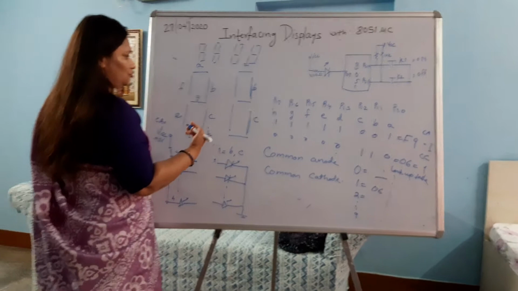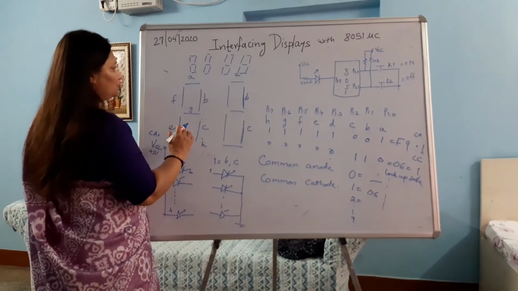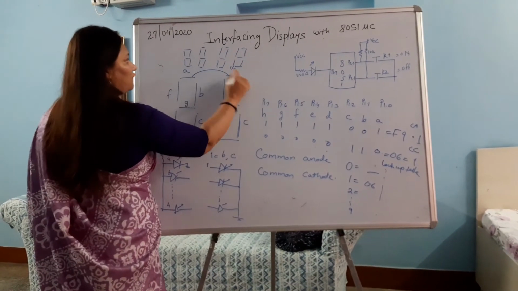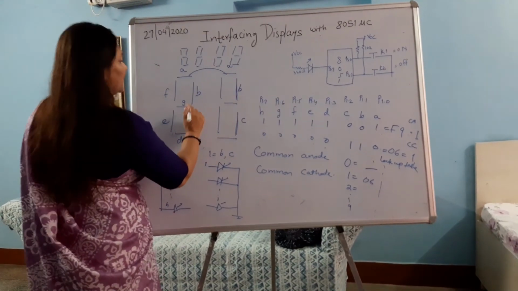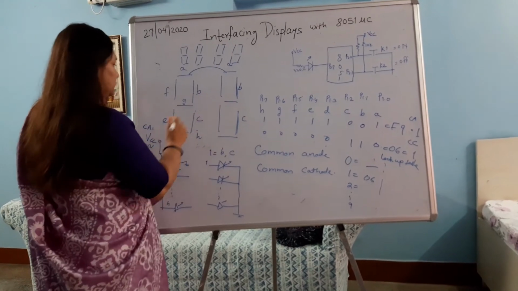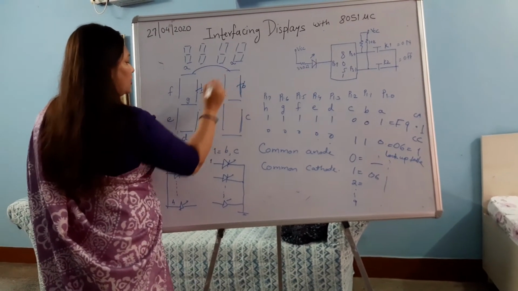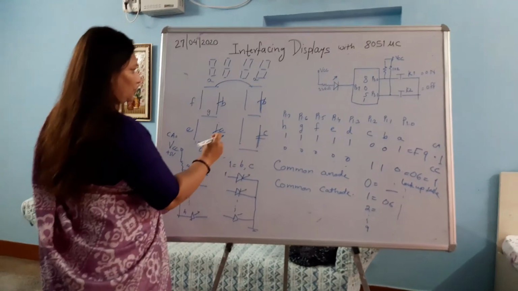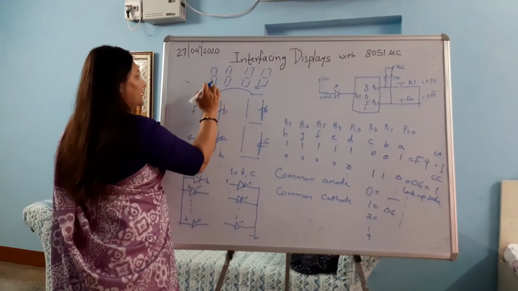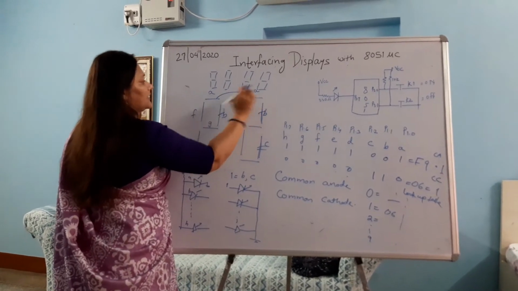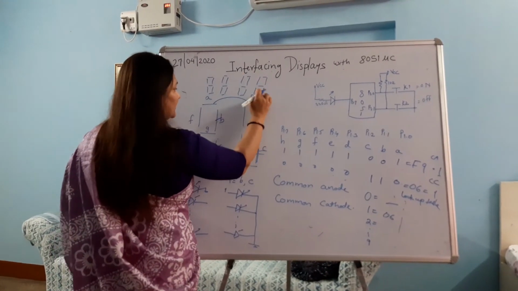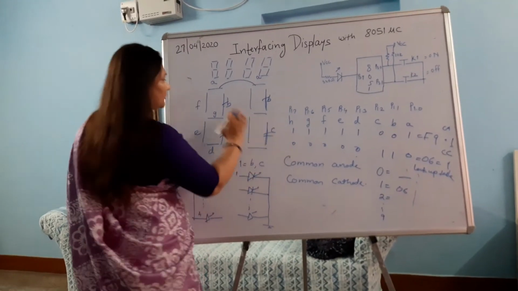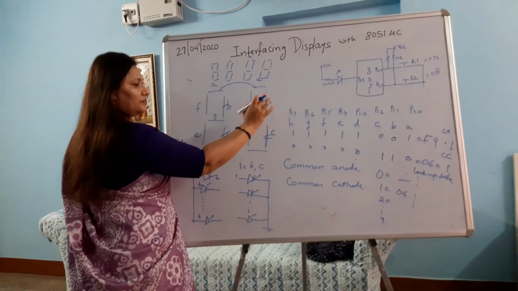So what we have to do in such a case is connect all the segments. All A's of the 4 segments will be connected, all B's of these segments will be connected, all C's of these segments will be connected together. That means they are shorted. A is connected to A of this, A is connected to A of this, A is connected to A of this. All B's are connected together, all C's are connected together. Likewise, all segments are tied up together.